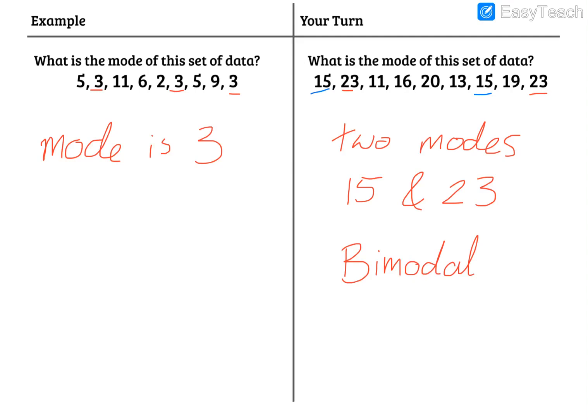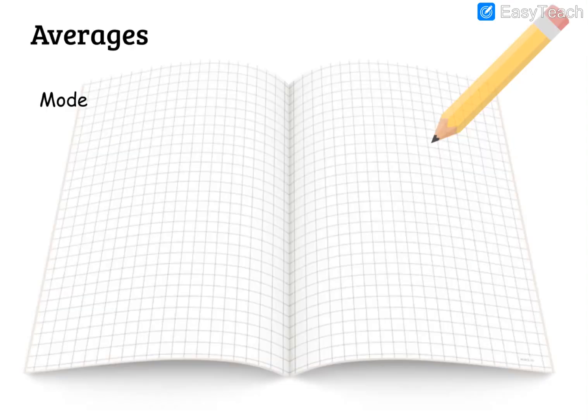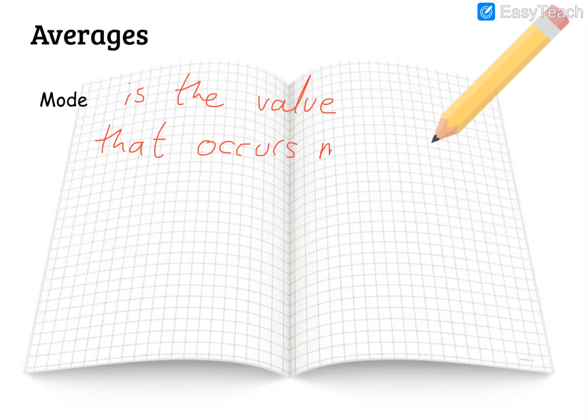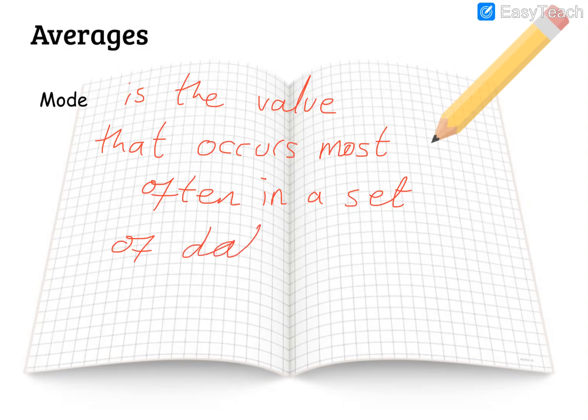Good. So let's just formalise that a wee bit by writing down a definition of what we've just said. So we've said that the mode is the value that occurs most often in a set of data. And it might be a good idea to write that down in your notes jotter if you have it, or just on a separate piece of paper so you can refer back to it later on so you remember which one it is.